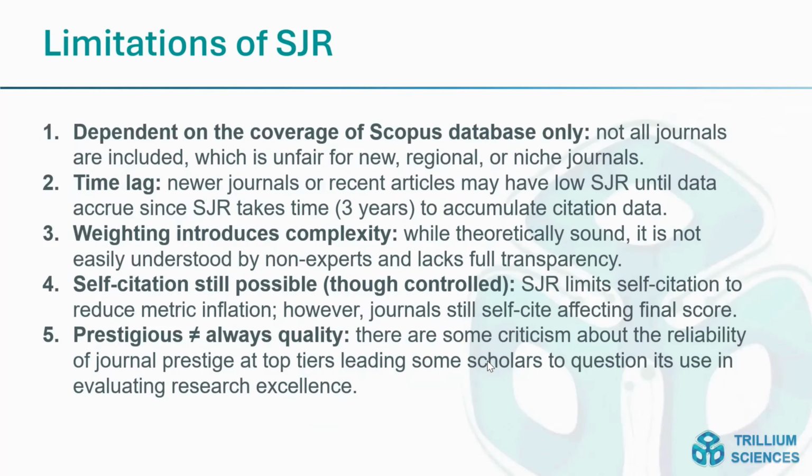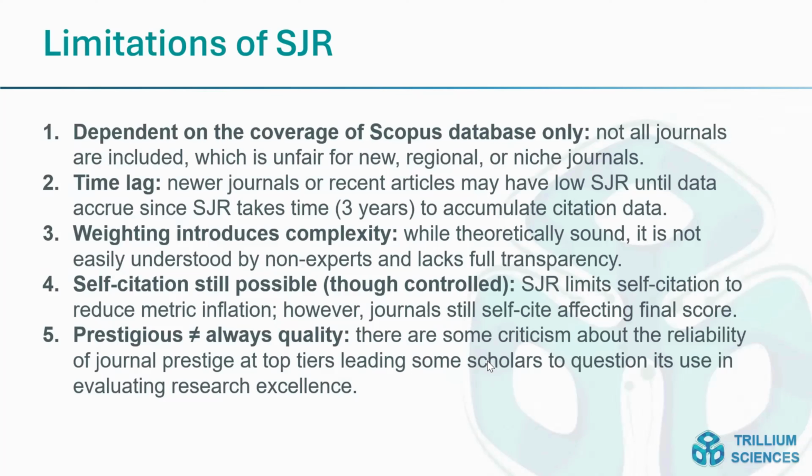However, like anything, there are limitations to the use of SJR. The first is that it's dependent on the coverage of the Scopus database only. Not all journals are included, which is unfair for new journals, regional journals, or even niche journals that are not available on the Scopus database. The other thing is the time lag. Newer journals or recent articles may have a low SJR until data accrue, which is the 3 year window. And it takes time to accumulate citation data.